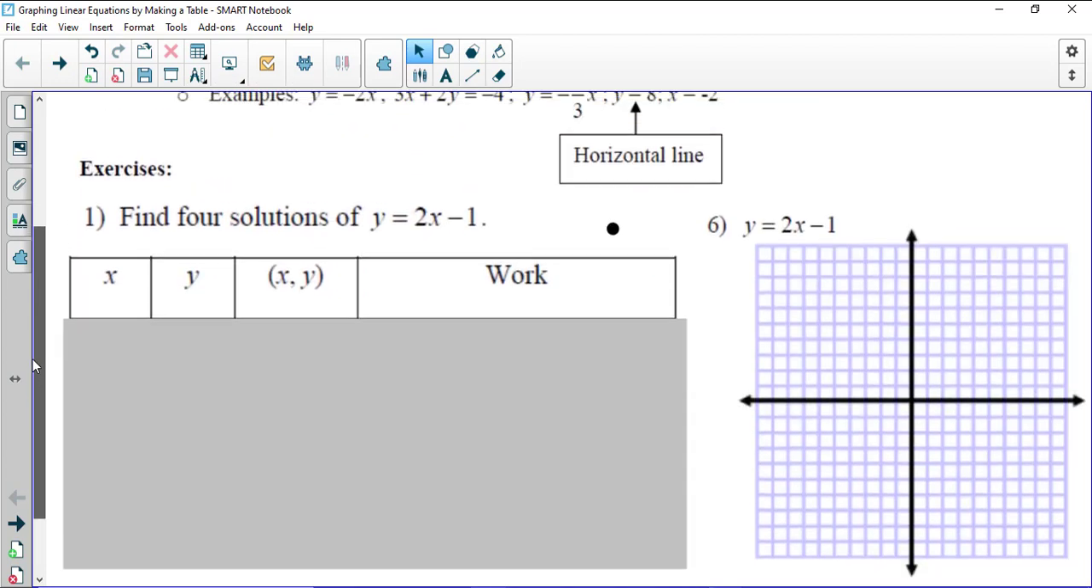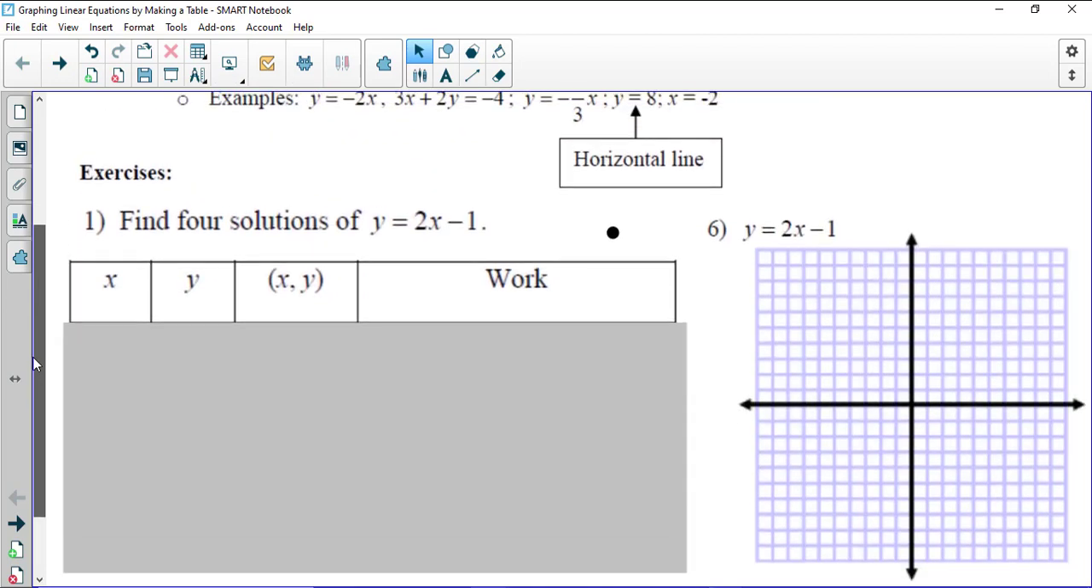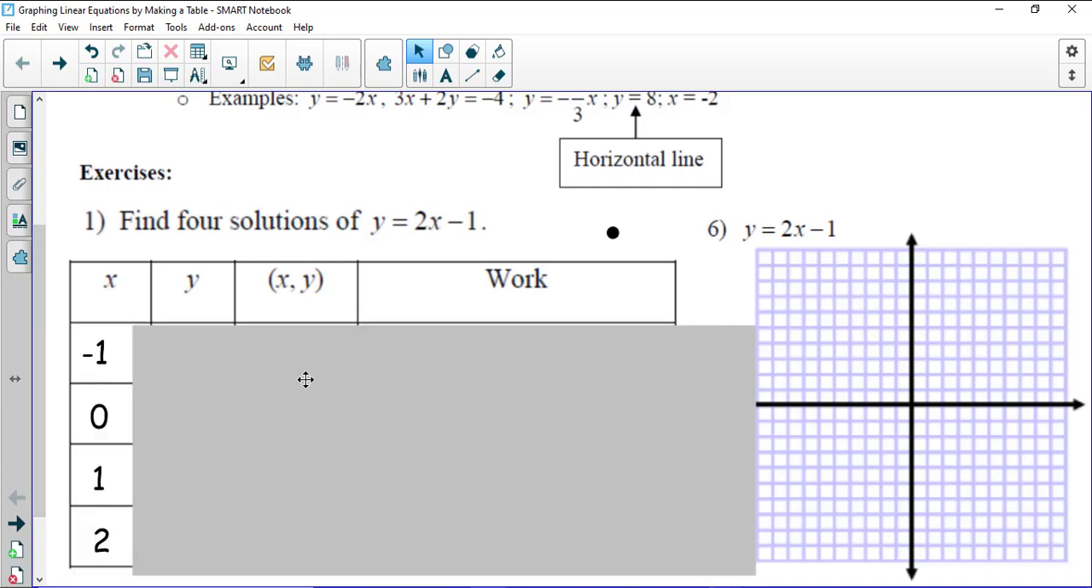It asks us to find 4 solutions, not the 4 solutions. We actually have an infinite number of solutions, but we need to find 4 solutions of y equals 2x minus 1. You're going to notice for these that I always just use negative 1, 0, 1, and 2. Well, I shouldn't say always, but most times I do. Sometimes I'll stick with all positives. I like to throw a negative in there.